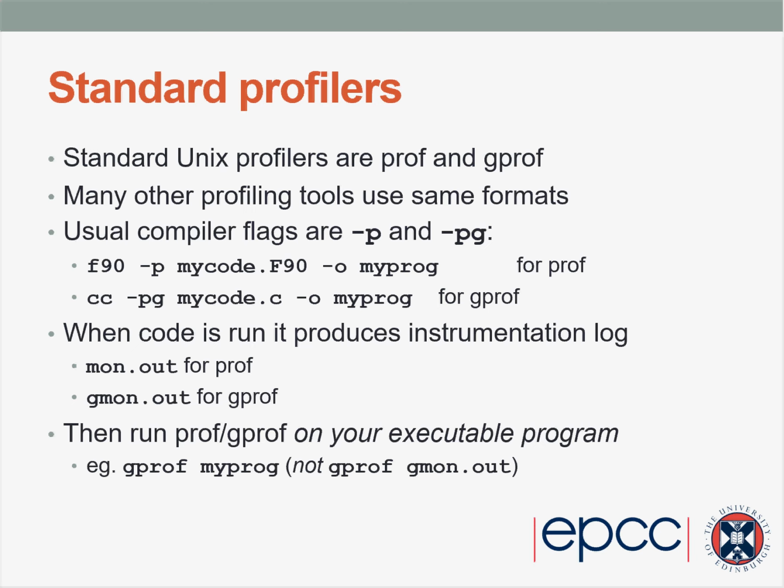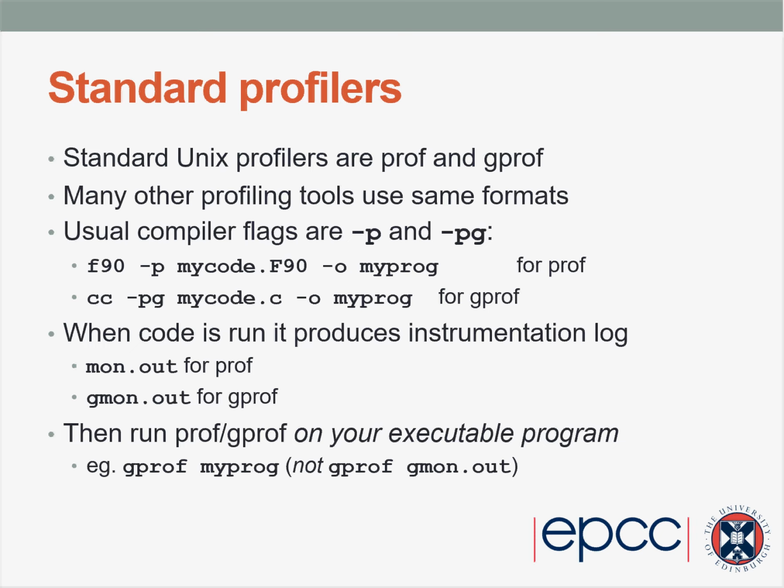And so after you've run your program and it's generated the profile data, you can then use the tool gprof or prof to analyze the performance. So you'd then type gprof and then the name of your executable, and it will go and look for the gmon.out file which matches that, and it will display something.